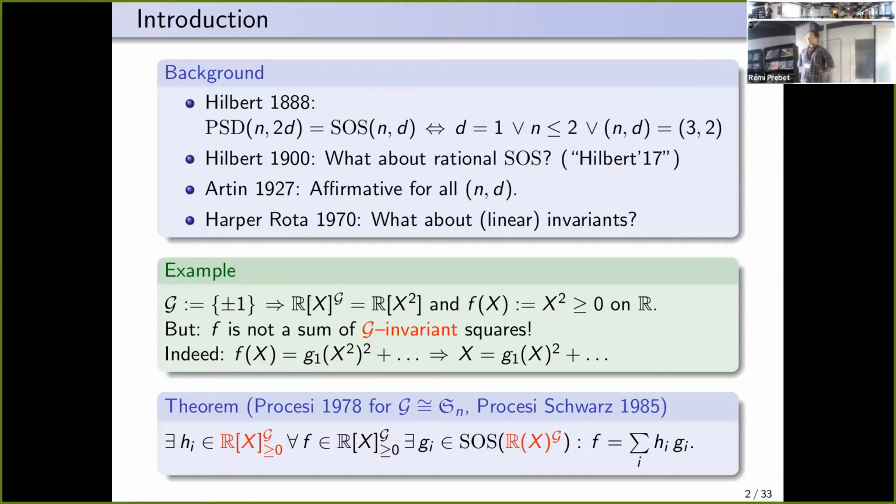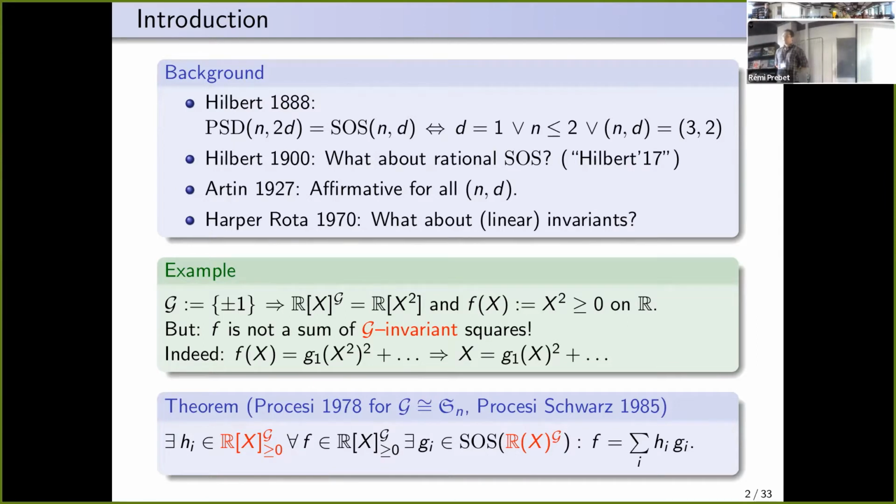However, you cannot write it as a sum of invariant squares, because if you assume this for a second, so here if you write the sum of squares in something invariant, so they have to be polynomials in this x squared, and you square them again, and you will see that x has to be a sum of squares. Now that's not possible.